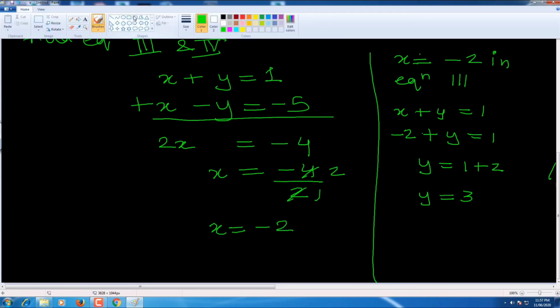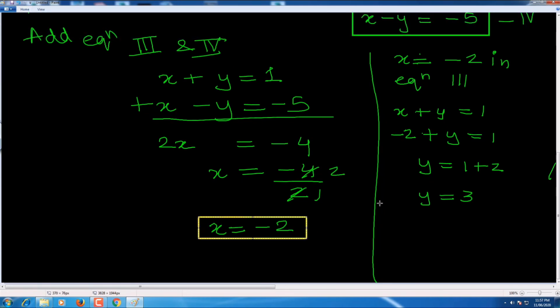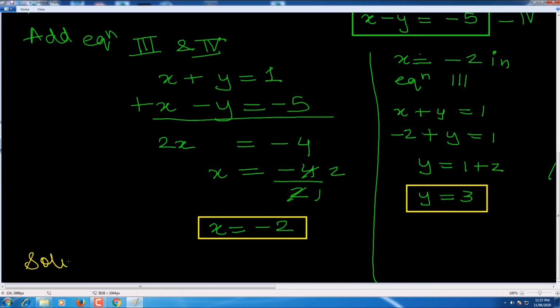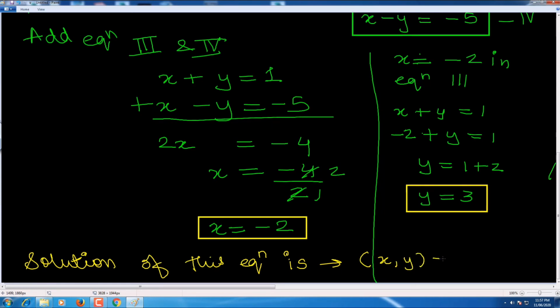Like this, by first adding equations 1 and 2, then subtracting equations 1 and 2, then adding the third and fourth equations which we got, we get the values of x and y. x is equal to minus 2 and y is equal to 3. So write this at the ending, which is very important: the solution of the given equation is (x, y), with the x value first, which is (-2, 3). Okay, so I hope this is clear.